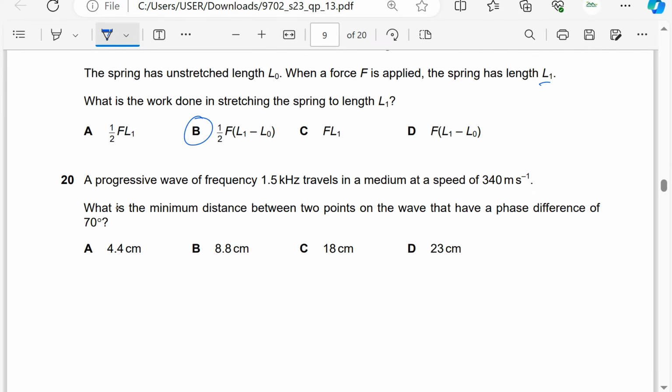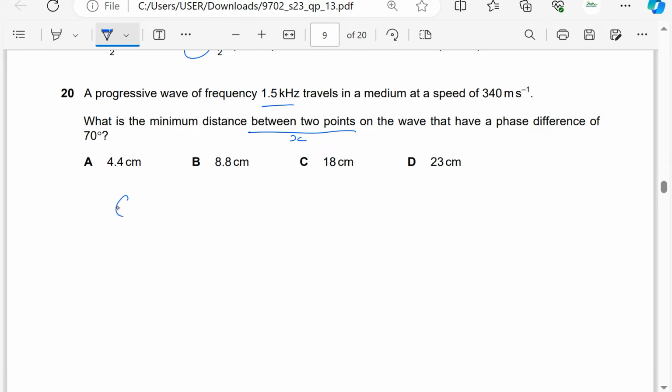A progressive wave of frequency 1.5 kHz travels in a medium at a speed of 340. What is the minimum distance between 2 points, I'll call that distance x, on the wave that have a phase difference of 70 degrees? Remember, phase is equal to 360 times the distance between two corresponding points compared to the wavelength. The wavelength is equal to V divided by frequency, which is 340 divided by 1500.